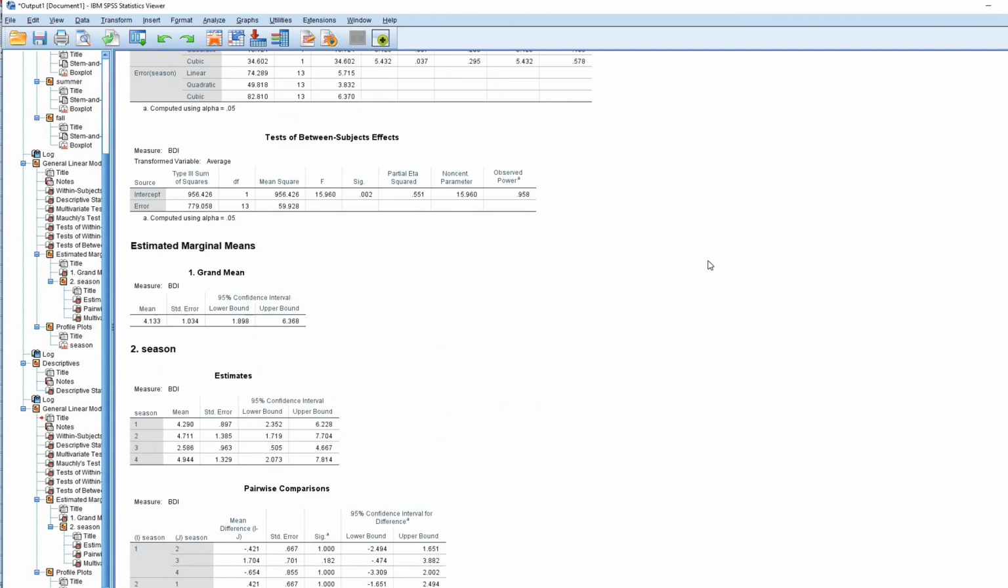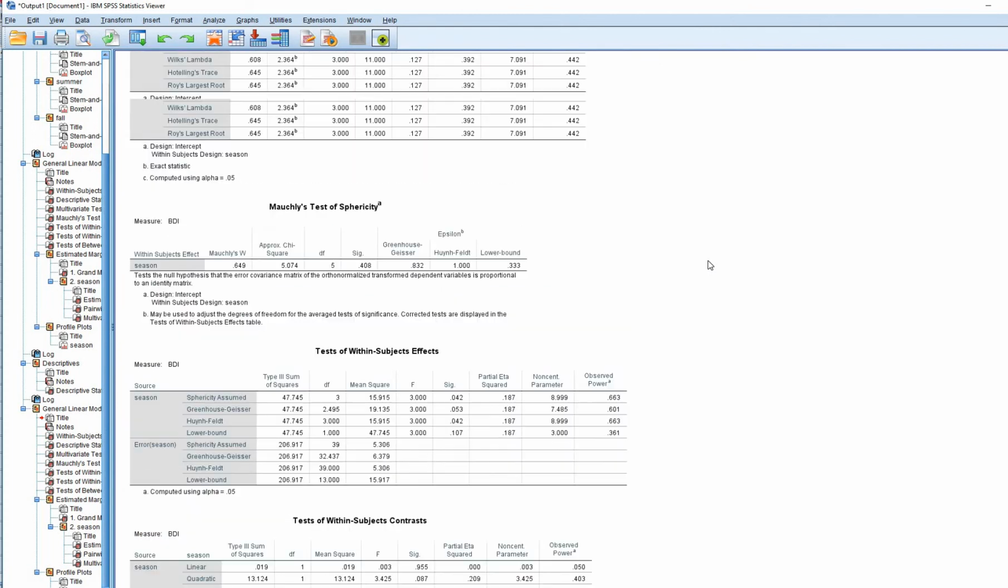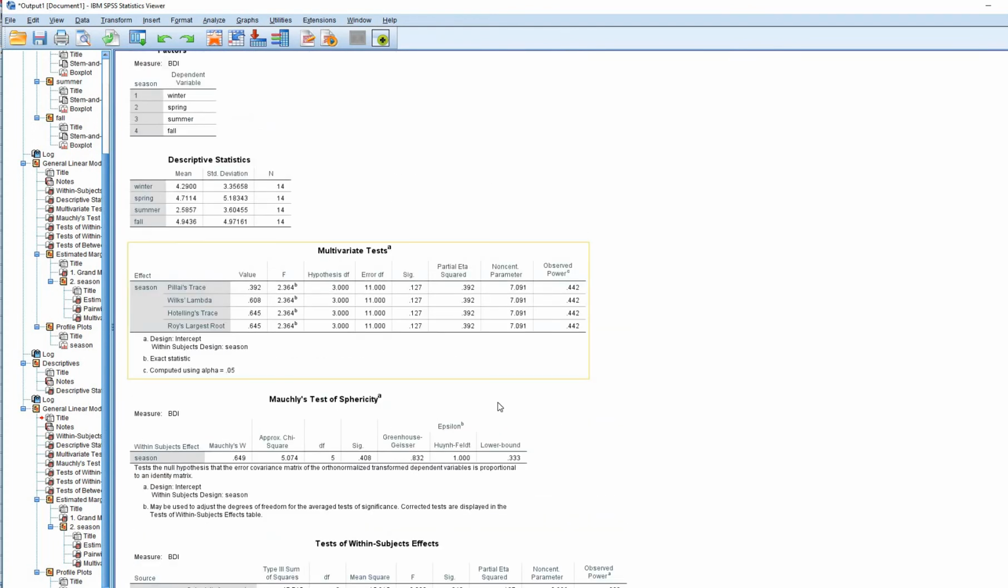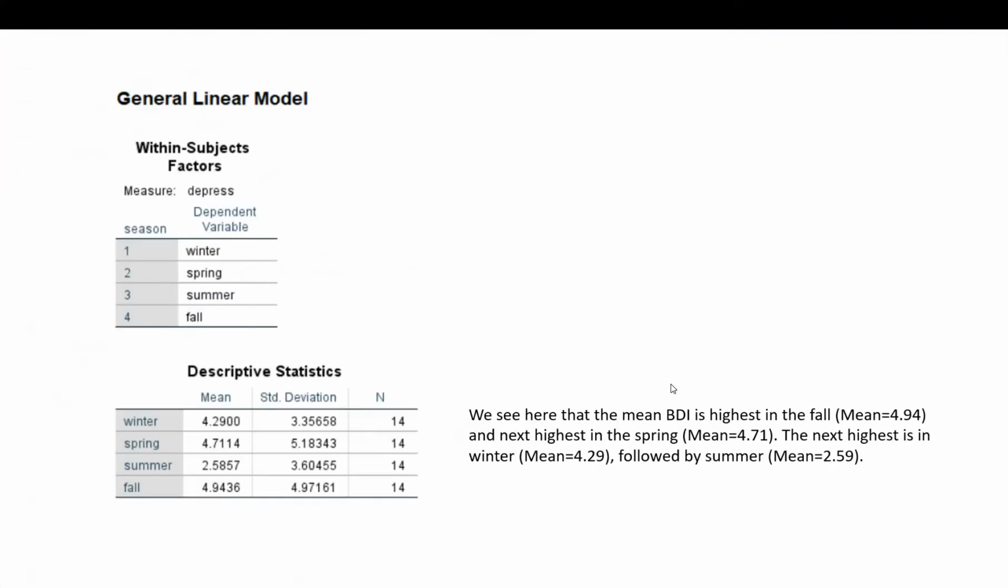So rather than going through all of this and making it a little bit difficult to read, I'm going to go back to my PowerPoint where I unpack the meaning of these pieces of output. So first off, under descriptive statistics, we see that the highest Beck depression inventory score was in fall, followed by spring, followed by winter, and then summer, the Beck depression inventory scores were the lowest.